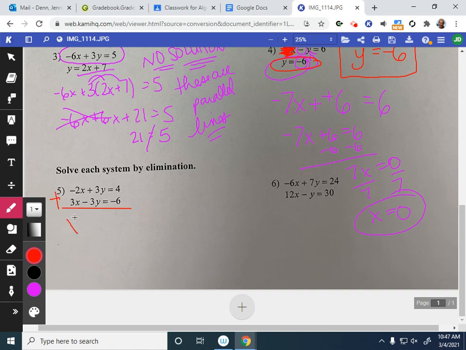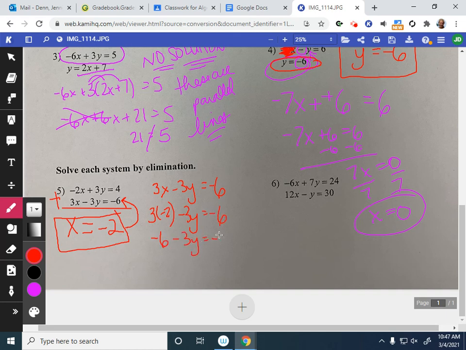-2x plus 3x is x. I get 0 here. 4 plus -6 is -2. Boom, I already have my answer for x. Plug that back into either equation. I'm going to plug it in here. So instead of 3x minus 3y equals negative 6, I'm going to have 3 times negative 2 minus 3y equals negative 6. So negative 6 minus 3y equals negative 6.